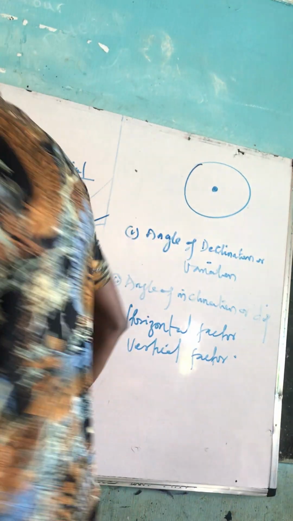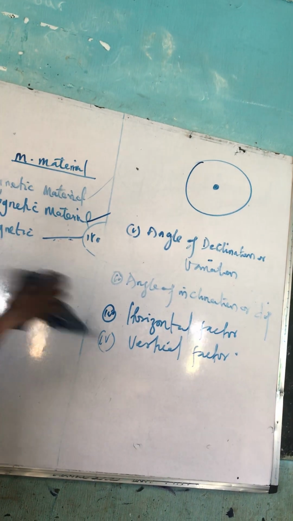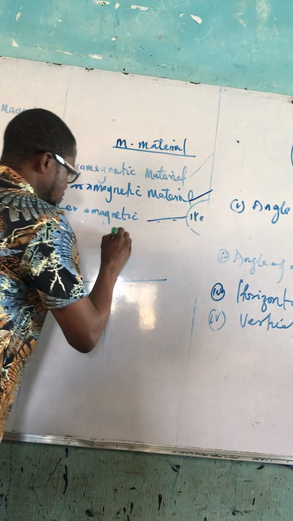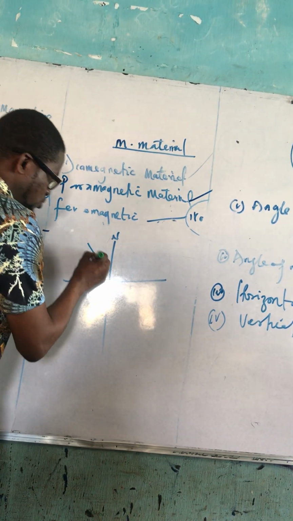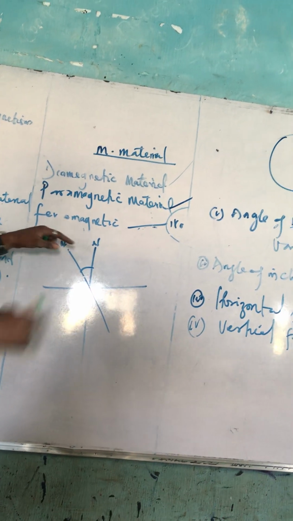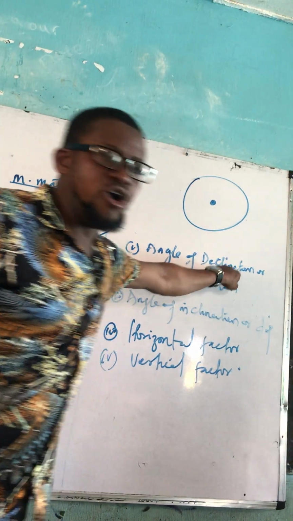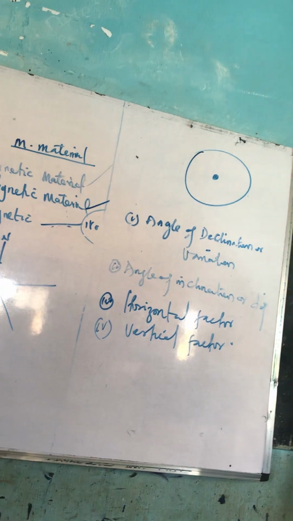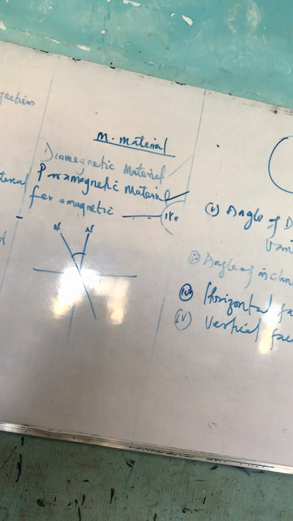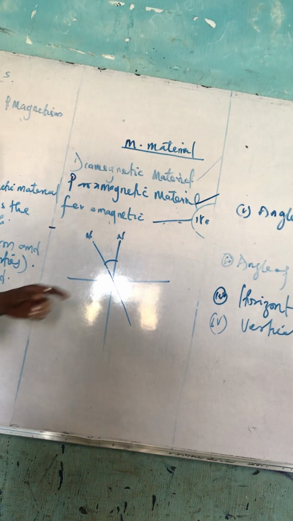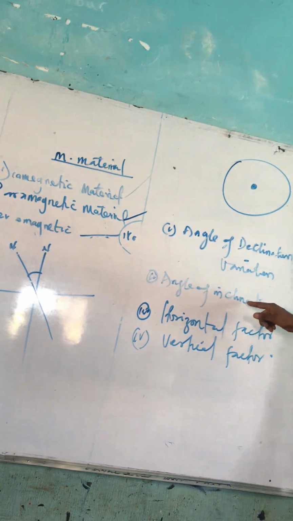So number two, angle of inclination or dip. Let me redraw that. The first one, geographical north. Then let's have here be our magnetic north. The angle between them is the angle of variation or declination. Now let's go to the second one, angle of inclination or dip. This is the angle. So I'm defining this now.